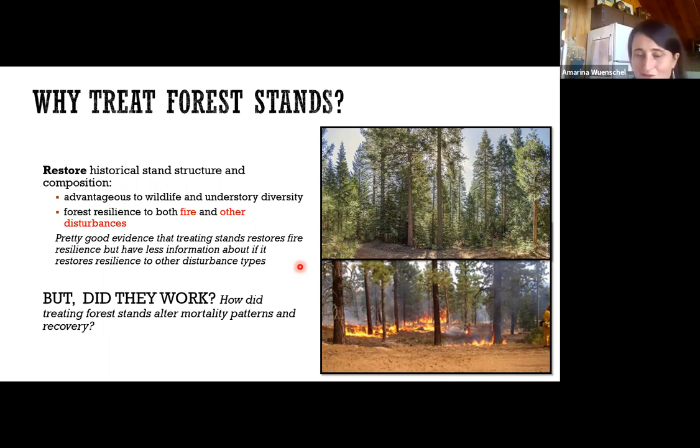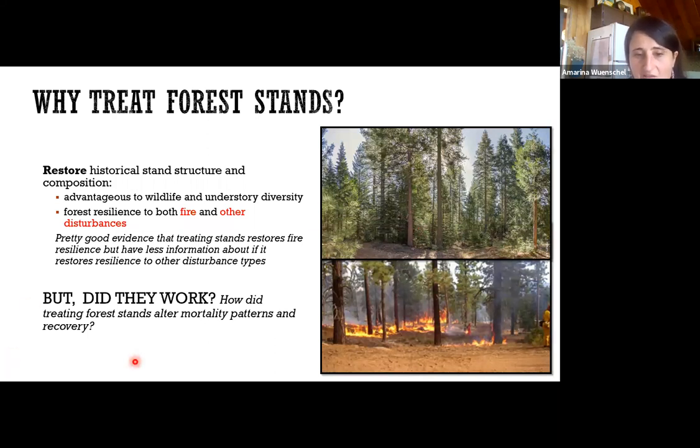So the way things used to work is that we get these low severity fires coming through these systems pretty frequently, sometimes every 3 to 8 years. And they'd come through and they'd finger out here and there and remove a lot of the small trees, but leave others. And the trees that tended to be left were larger and could easily withstand the fire. And now, of course, our forests are more like what you're seeing in the top photo here. And when fire comes through, there's a lot more fuel, and they tend to burn a higher proportion of the stand. They tend to burn hotter, and more trees die.